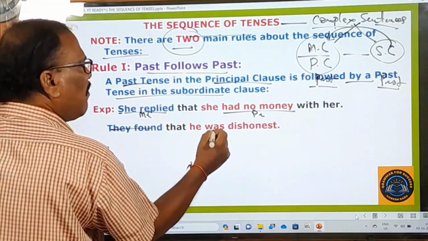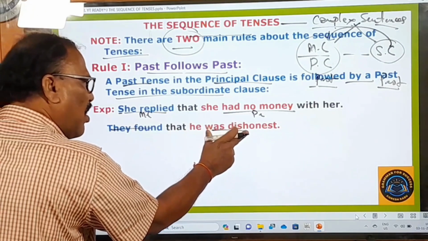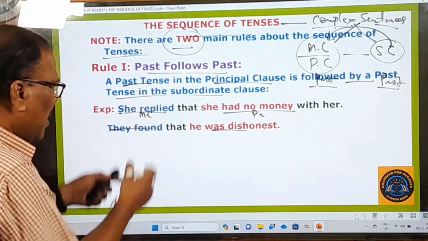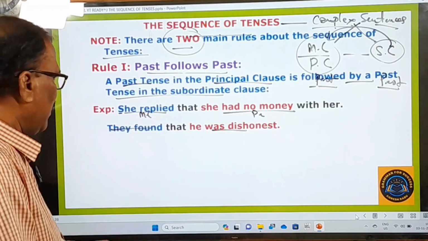They found he was dishonest. This main clause is in the past tense, and the subordinate clause is also in the past tense. You can see all of them. And I'm not giving the Telugu meaning for any of these sentences, right?